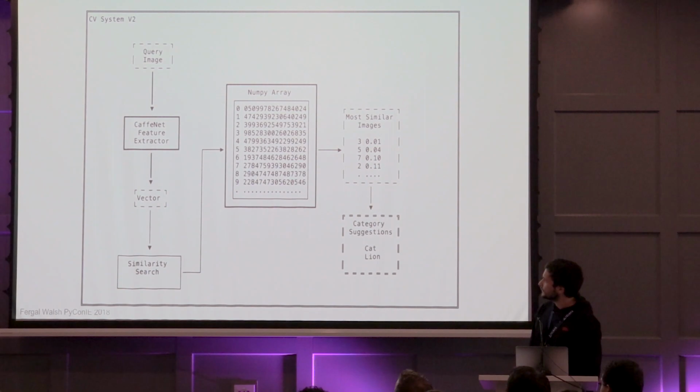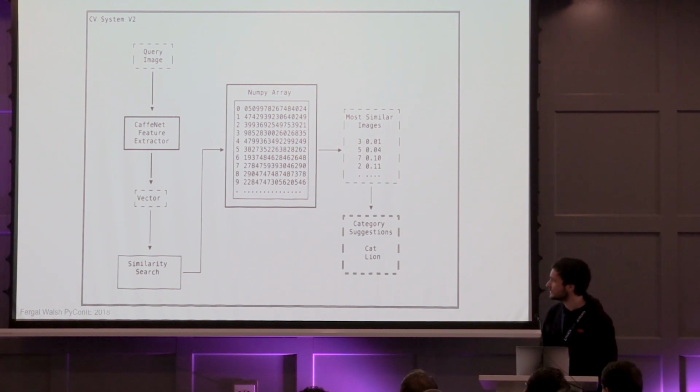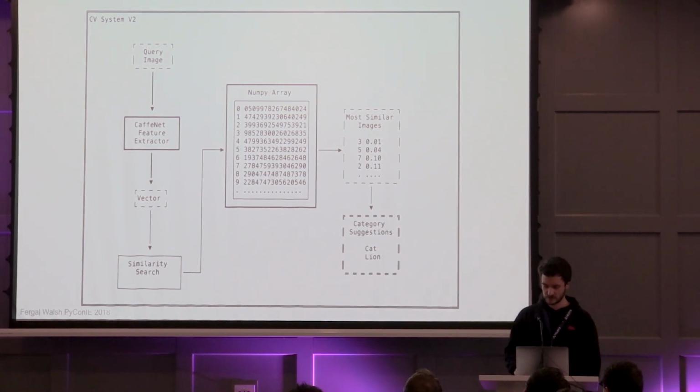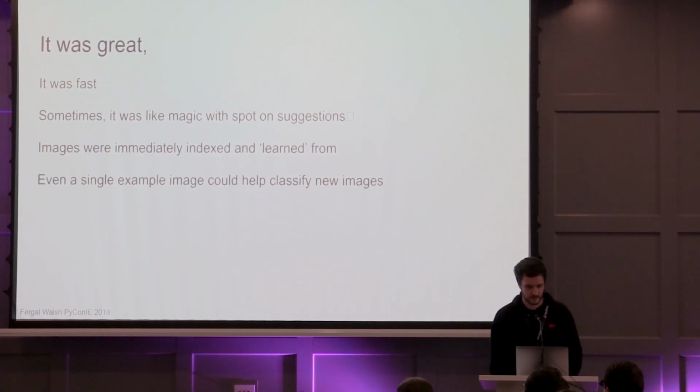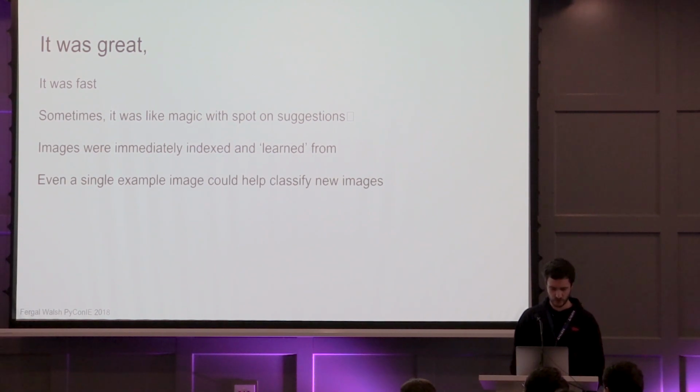So we put all of those into a big NumPy array. And then when a query image came through, we converted it into a vector with the Caffe network. And then we did a Euclidean distance across the NumPy array, and then we found the most similar images, and then we used those to find the categories to suggest to the users. And it was great. It was fast. Sometimes it worked like magic.